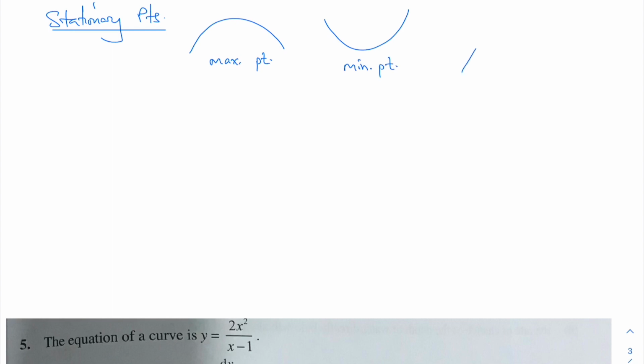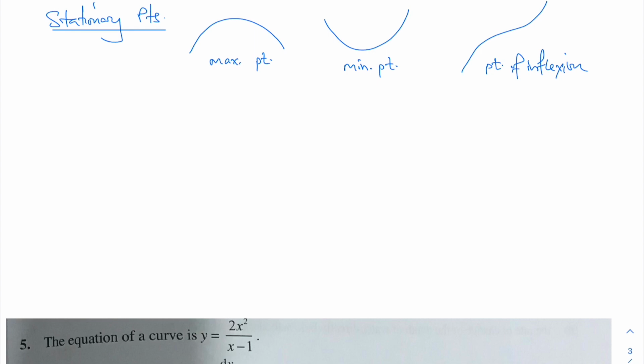Okay, we look at stationary points. We know that there are three types of stationary points. The first is a maximum point. The second is a minimum point. And the third type is a point of inflection. So these are the three types of stationary points that we are dealing with.